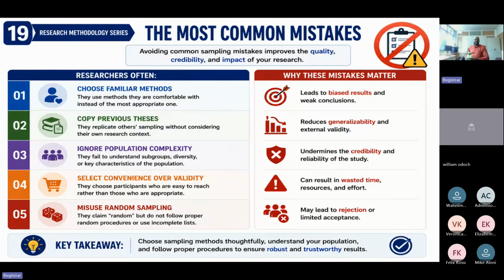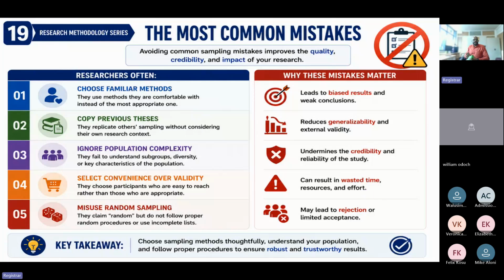Now, people tend to use convenience over validity because they think convenience is good, because it is easy to reach. This is a whole waste of time because it does not lead you to good things. Then, misuse of random. Yeah, this I want to tell you.